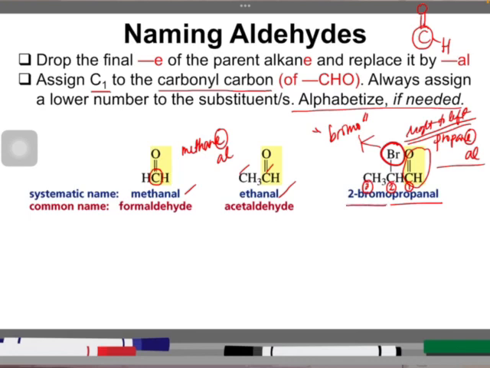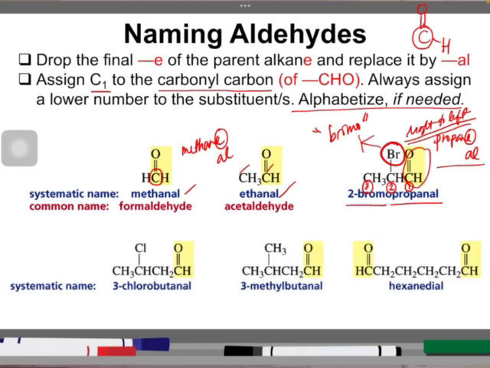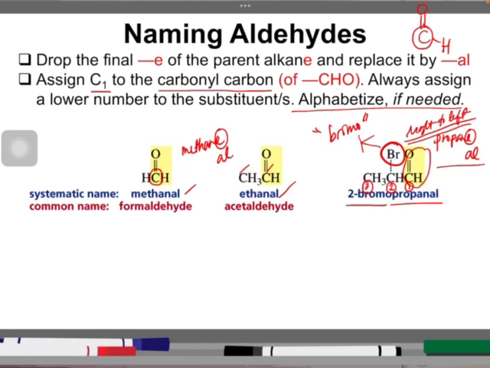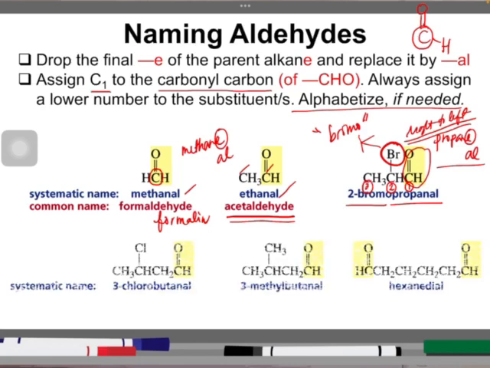Aside from that, we also use common names. Methanol is also called formaldehyde, or this is also called formalin. This is used for the preservation of organisms in your biology class. The next one, ethanol, is also called acetaldehyde. Okay? The common name is just the simplest name. These are just more examples of naming, similar to this portion.